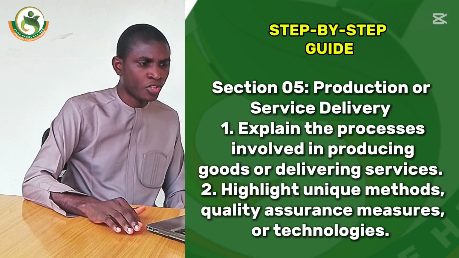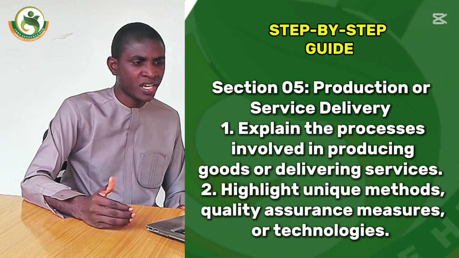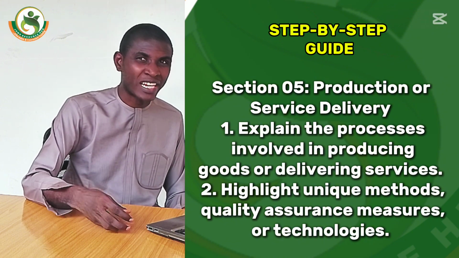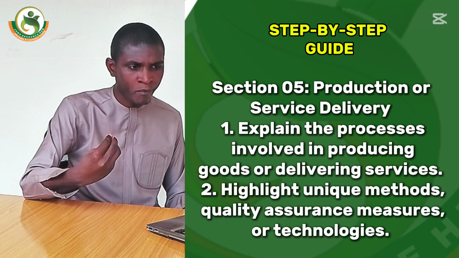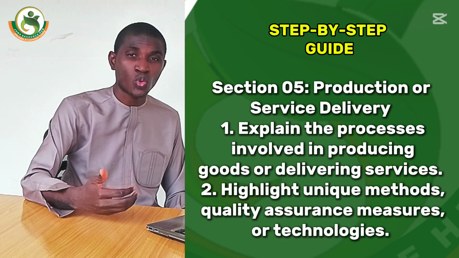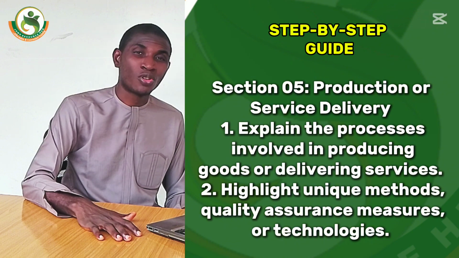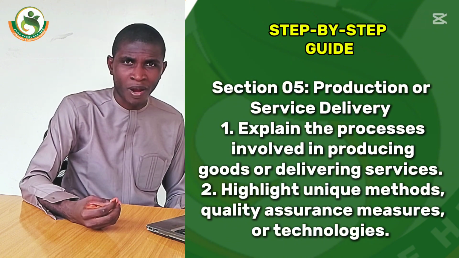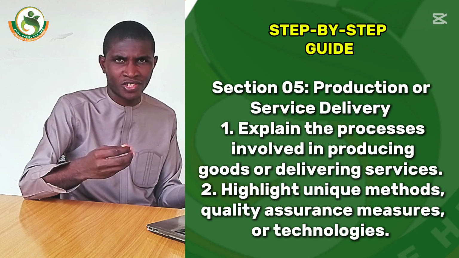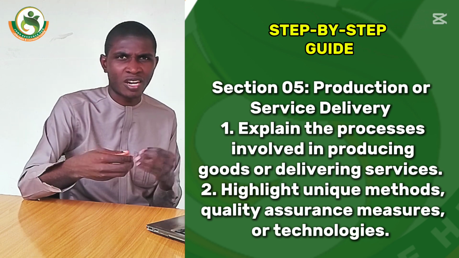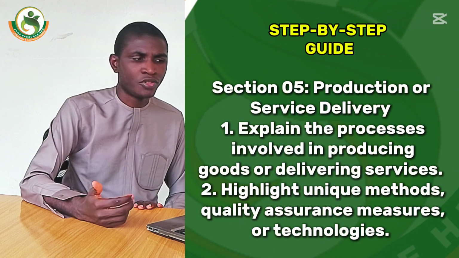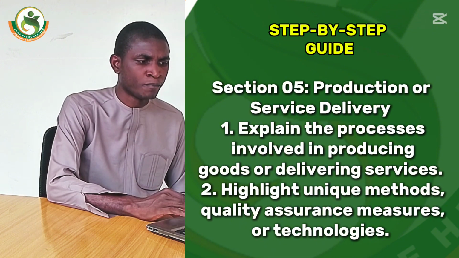So you want to have all these things clearly highlighted. Then your unique methods, your quality assurance measures. What are the measures you are going to put in place to ensure that the quality that will come out is still the same? And then the technology that is involved. What are the technologies that we use to ensure that the quality does not reduce? Right? Somebody will not buy two products from you, one is tasting good, the other one is substandard. One is up to standard, the other one is not. You don't want that type of thinking in your business life cycle.